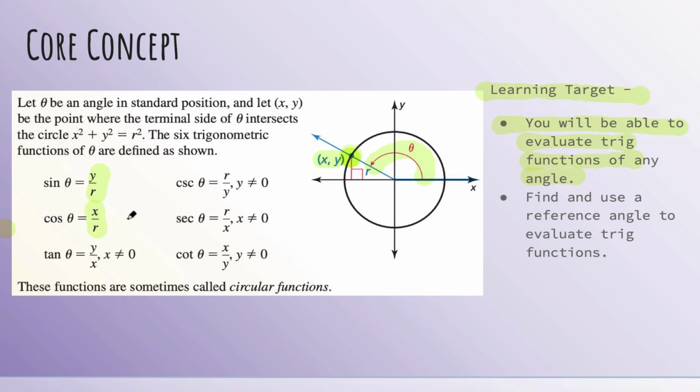Cosine is going to be x divided by r. And then tangent is going to be y divided by x. In this case, there's a restriction on the domain, so x cannot equal 0, because x in the denominator can't be 0. It'll be undefined. For cosecant, it's going to be the ratio of r divided by y. Again, the denominator can't be 0, so we're putting the restriction there. Secant of theta is r divided by x, where x cannot be 0, and cotangent will be the ratio of x over y, and y cannot equal 0. These functions are sometimes referred to as circular functions.